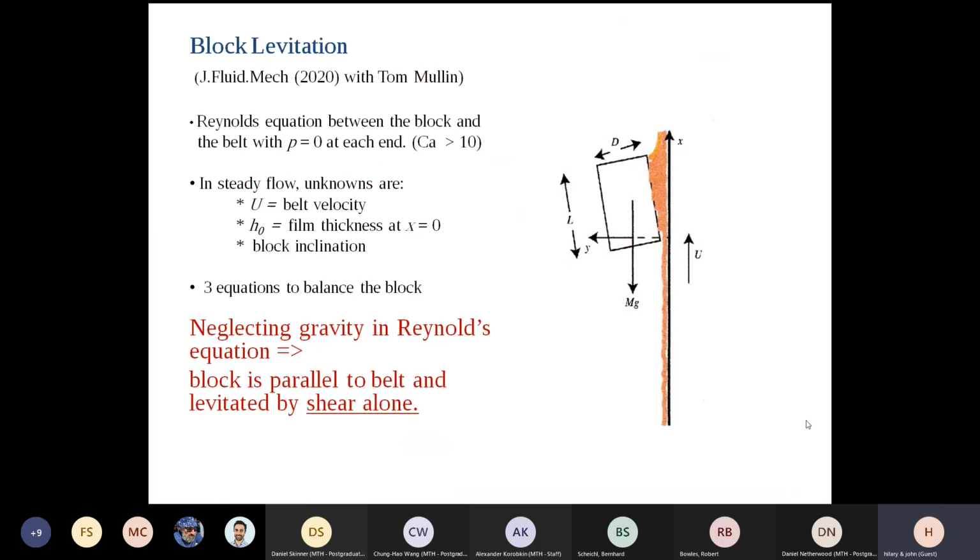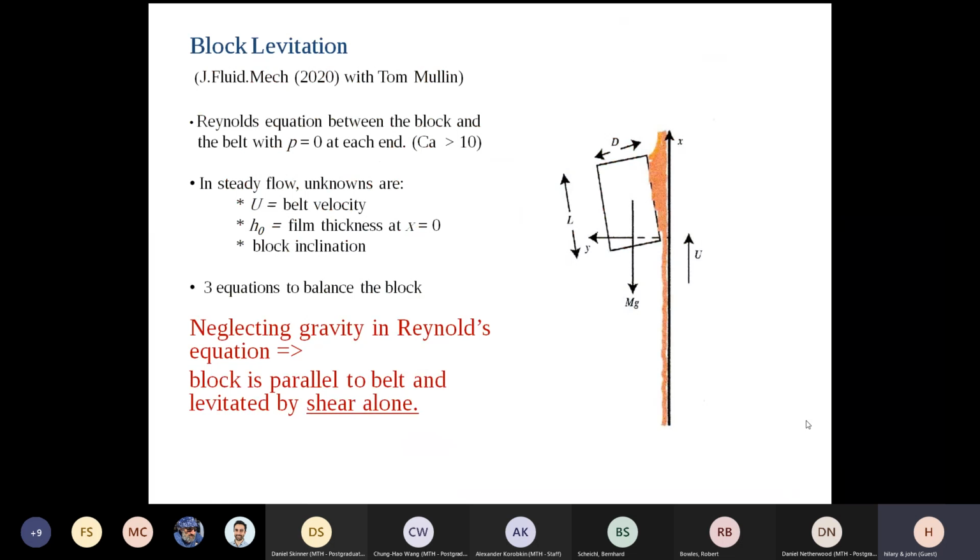But in doing that, you have to find the thickness of the layer at, let's say, the bottom right-hand corner, and also, of course, the inclination of the block, because the block can rotate a little bit. But you have three equations of motion for the block, and you have three unknowns. It turns out that these equations are very easy to solve, especially for the size of block.